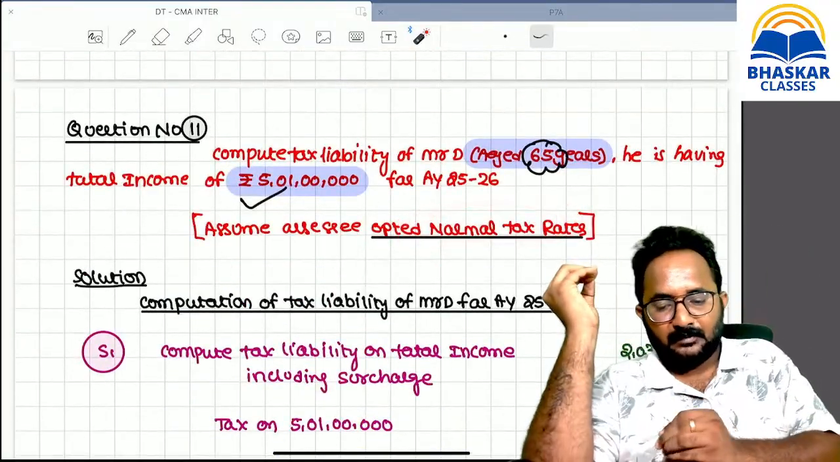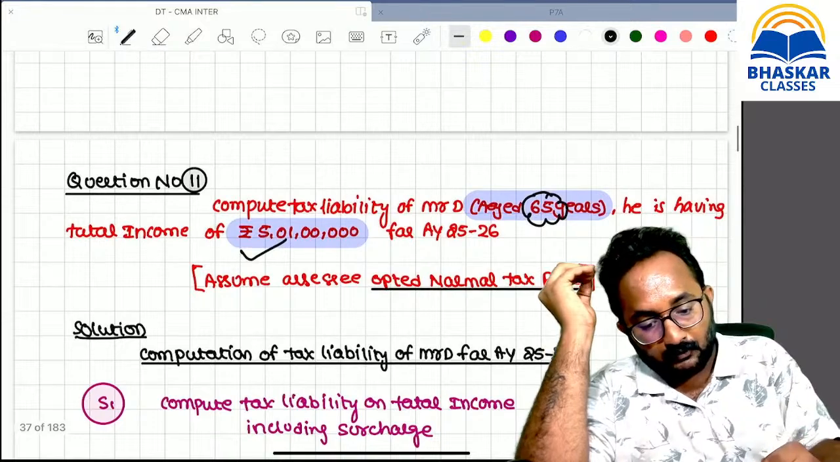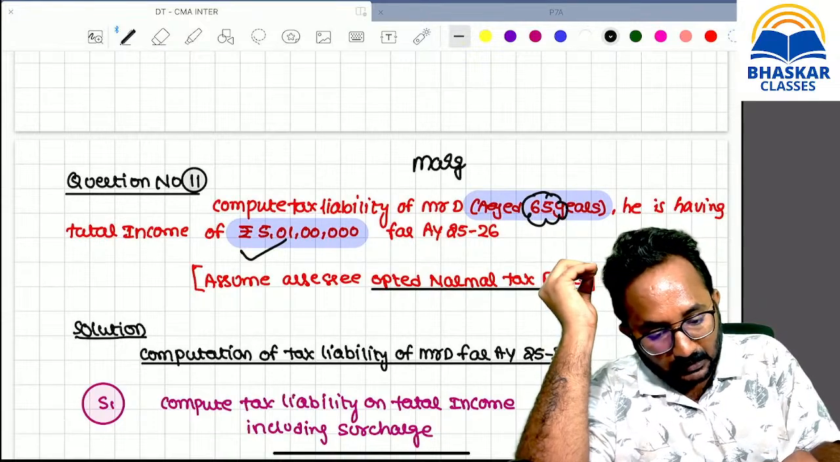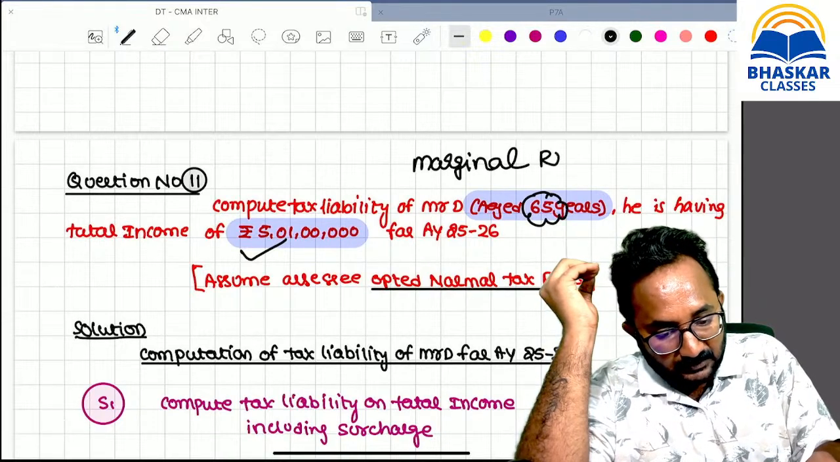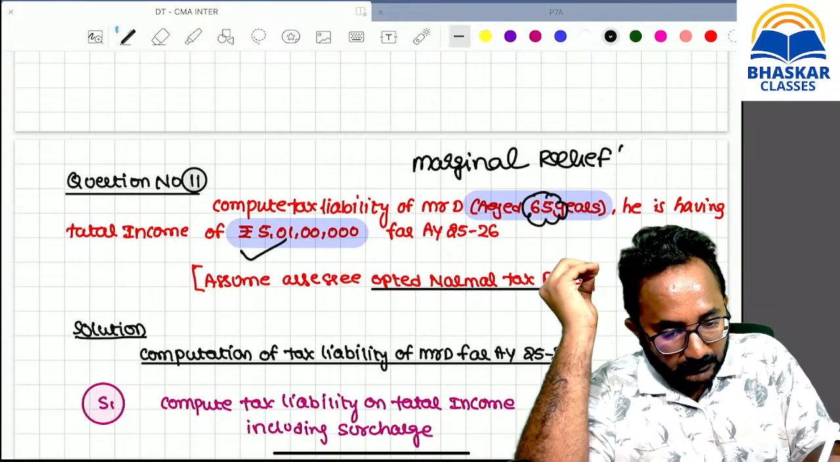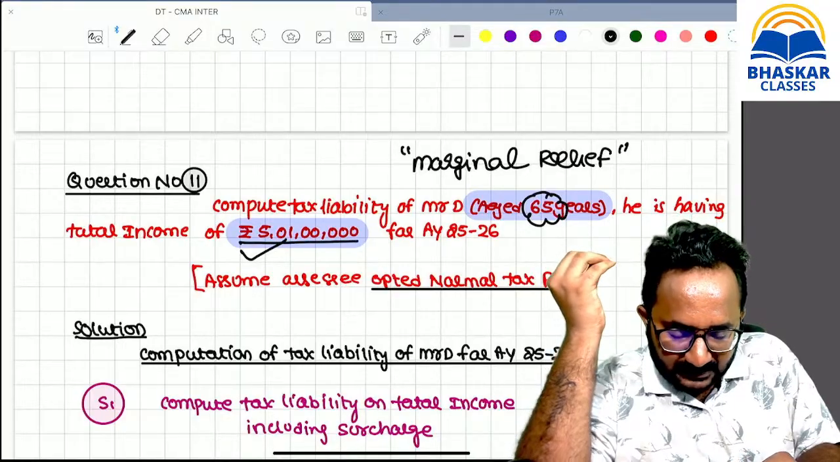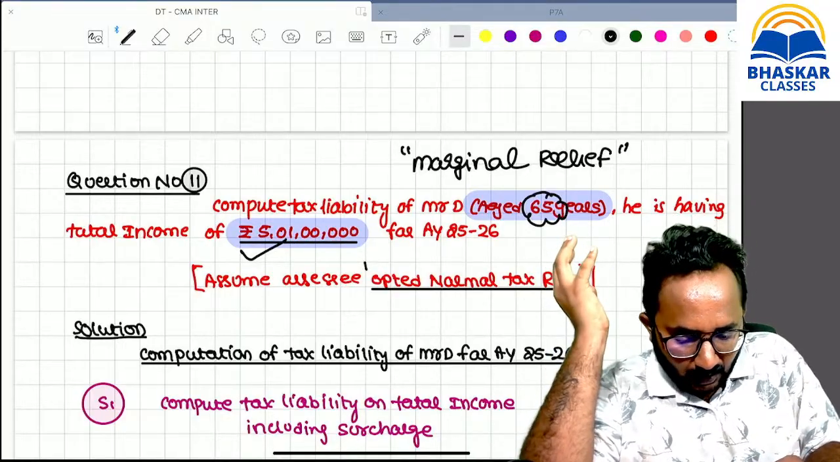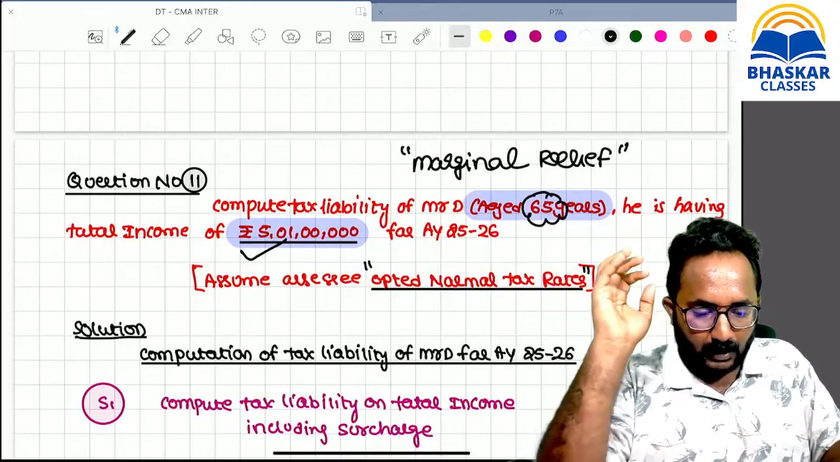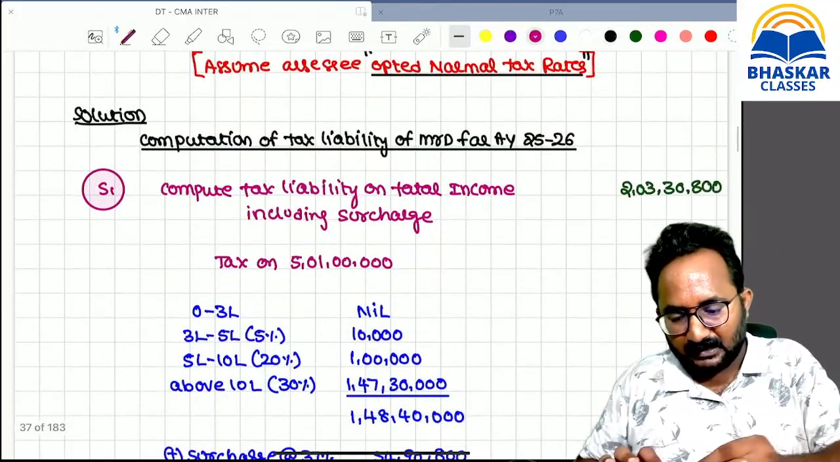Normal tax rates only. But here we have to do that solution under the marginal relief concept. Yes, how do you know, sir? Because 5 crore is a basic limit for surcharge under normal tax rates. Now we have to do the problem under marginal relief only.